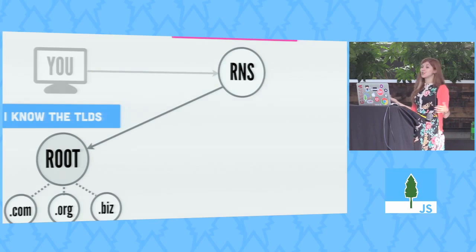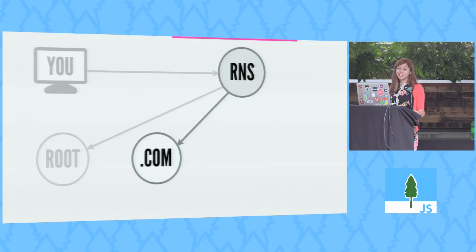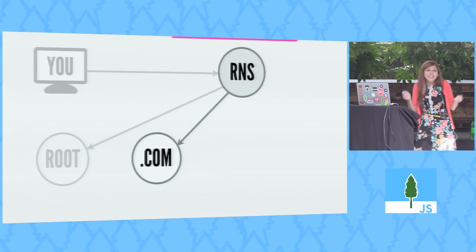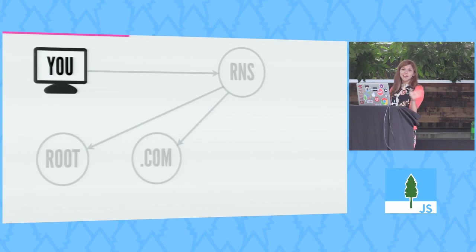So yeah, the root name server is going to be like, I personally don't know anything about images.google.com, but I see you're asking about a .com thing, so why don't you go and ask the .com server? So the recursive name server is going to do this again, but with a .com server, because it was so exciting the first time. So it's going to ask the .com server about images.google.com. You still have not gotten everything.